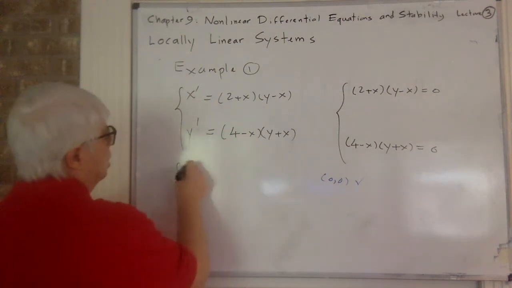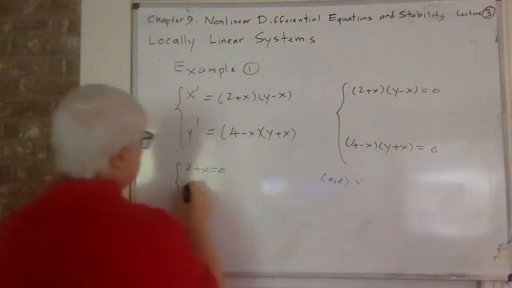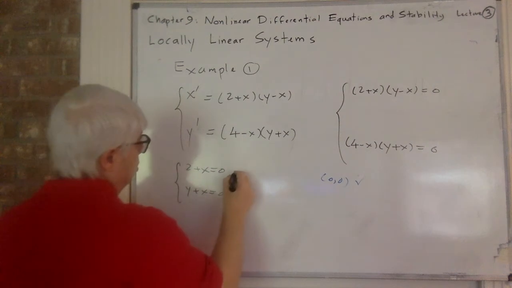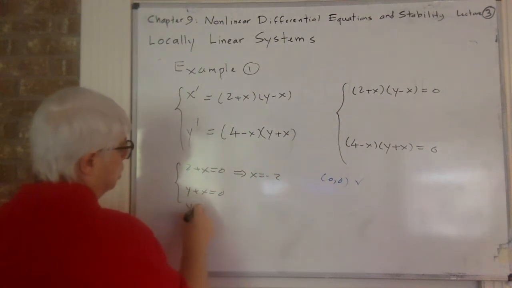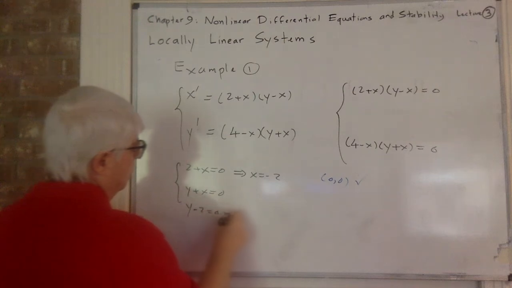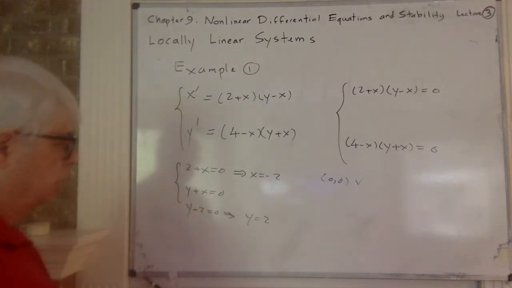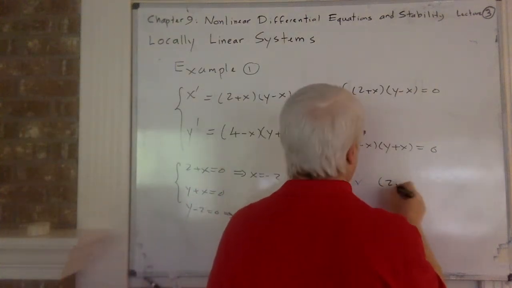2 plus x is 0, and this one y plus x is 0. Okay, well this can happen. So this gives me x equals minus 2, and if I put this in, x minus 2 is 0, y is 2. Okay. So y is 2. So 0, 0, and 2, minus 2.